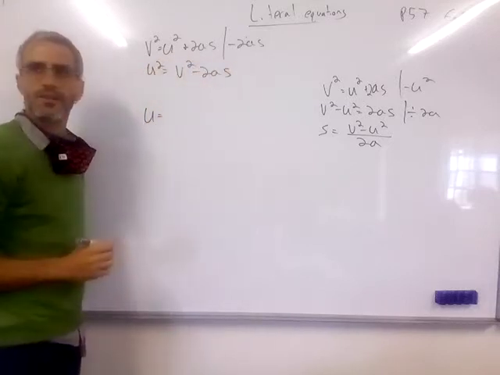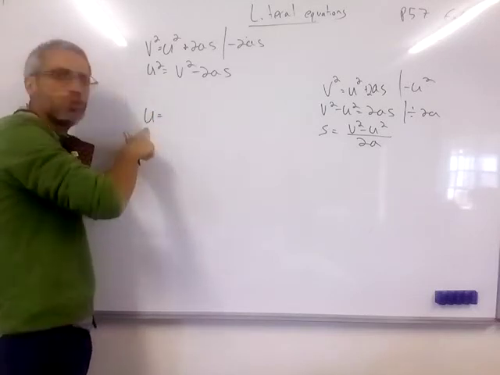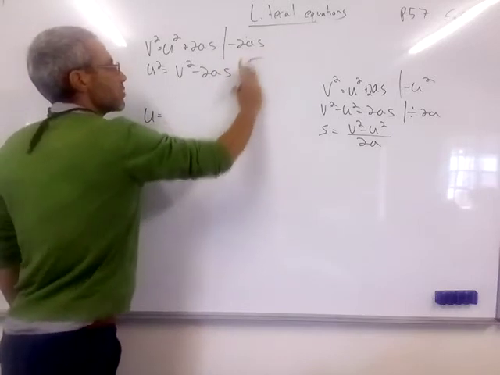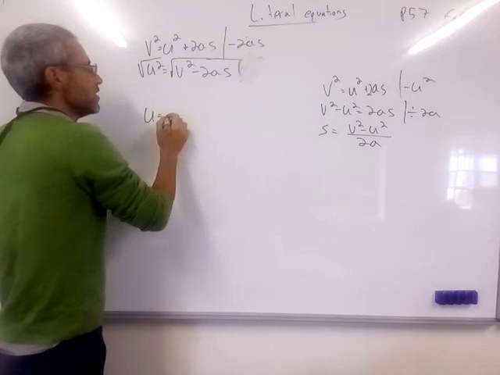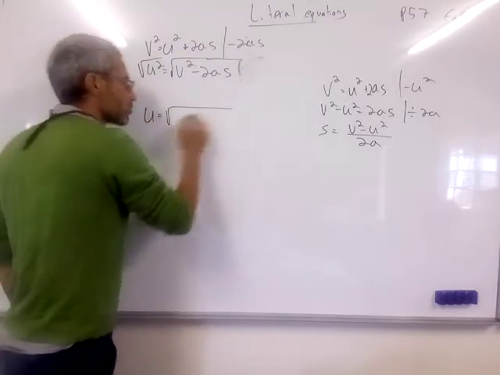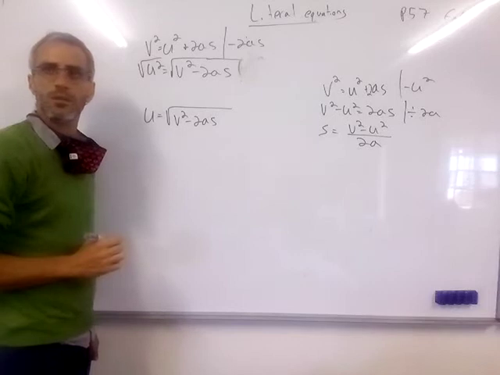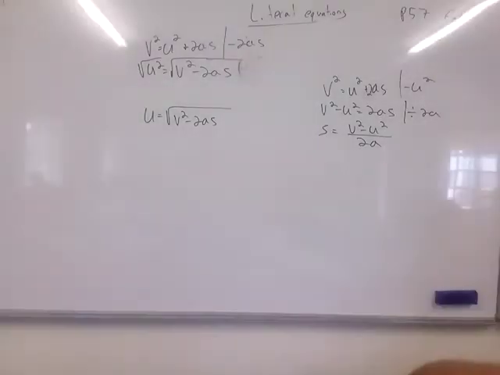Can you see that? But we're not there yet. This is U squared. I want to find out what U is. Square root both sides. I'm going to square root both sides. I'll write it down like this. Okay, so U is equal to the square root of V squared minus 2aS. We happy with that? Yes. Okay, let's pause here again. I will add one more bit to this.